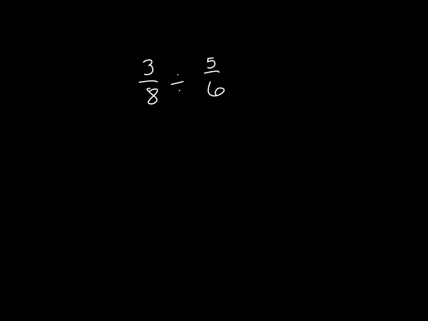And let's keep change again. Keep your first fraction, change to multiplication, and change to the reciprocal, or flip it. Now we do have something we can cancel. 6 and 8 can both be divided by 2. 6 divided by 2 is 3. 8 divided by 2 is 4.